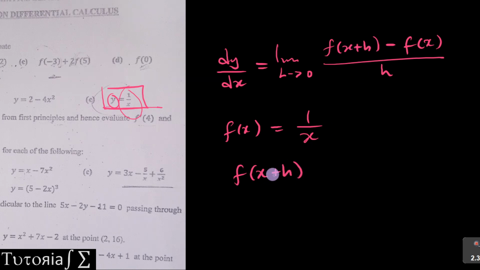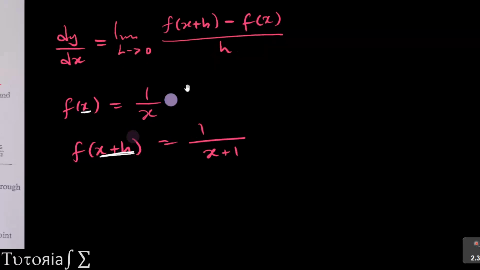So this simply entails that wherever there is x, we are putting in x plus h. So wherever there is x, we're putting in x plus h. So this will be equal to 1 over x plus h, since where there is x, we're putting x plus h. Now we can substitute in the first principle equation.